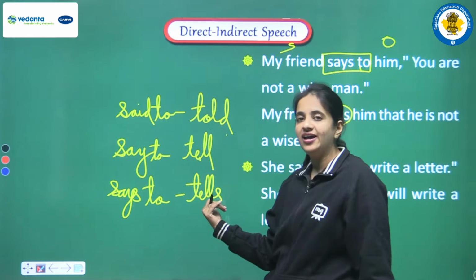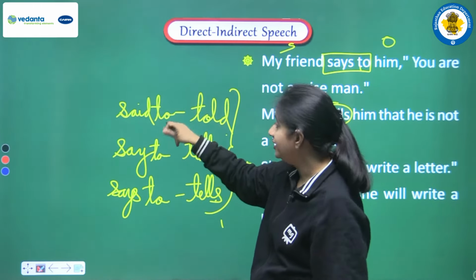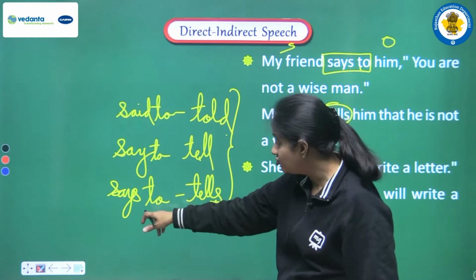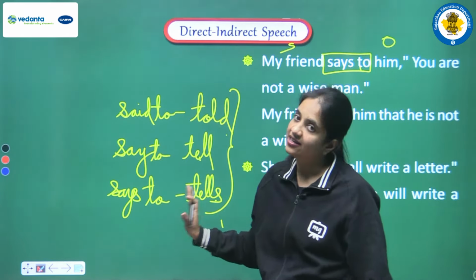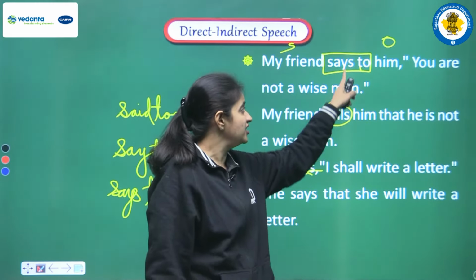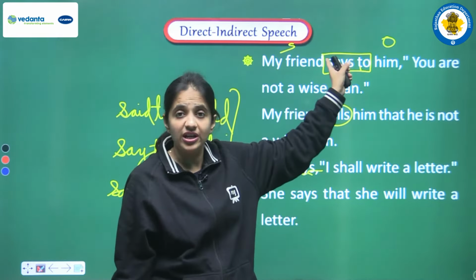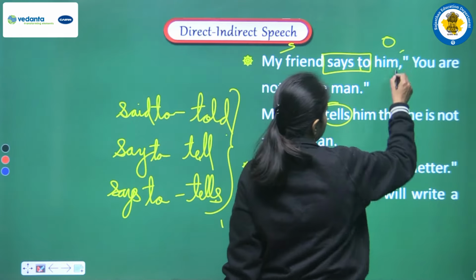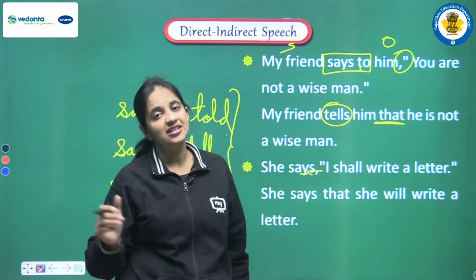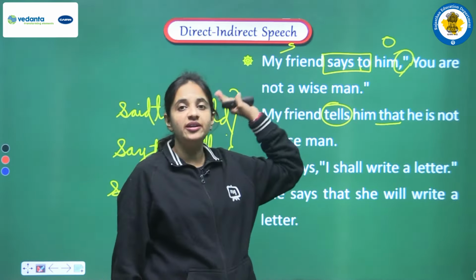So here also we are adding s or es. So according to this we have to make the changes. Said to is changed into told. Say to is changed into tell, and says to is changed into tells. Okay, so here we have says to, and this is the reason we are changing says to into tells. This is the first change that we have in the reporting verb. Now we are coming to the commas. We are removing the commas and adding one conjunction, because this is the assertive sentence, so our conjunction will be that. So now we are coming to the reported speech.